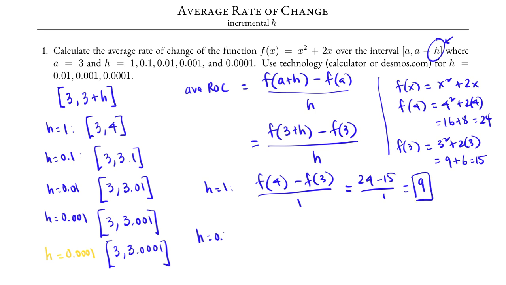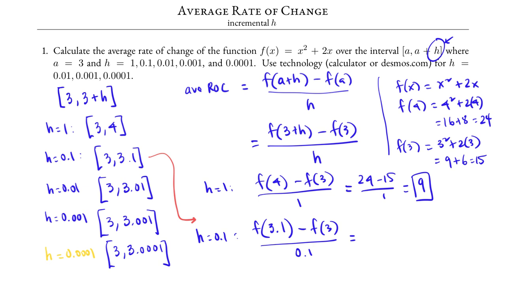For h equals 0.1, the average rate of change is f of 3.1. Remember that we determined the interval earlier already, and that goes from 3 to 3.1. And so a plus h is 3 plus h, or 3 plus 0.1, or 3.1, minus f of 3 over h, which is now 0.1, not 1. And then similarly, we evaluate f of 3.1.